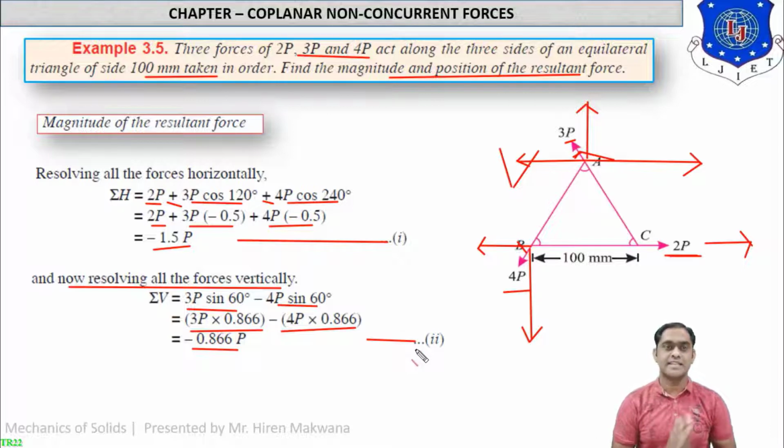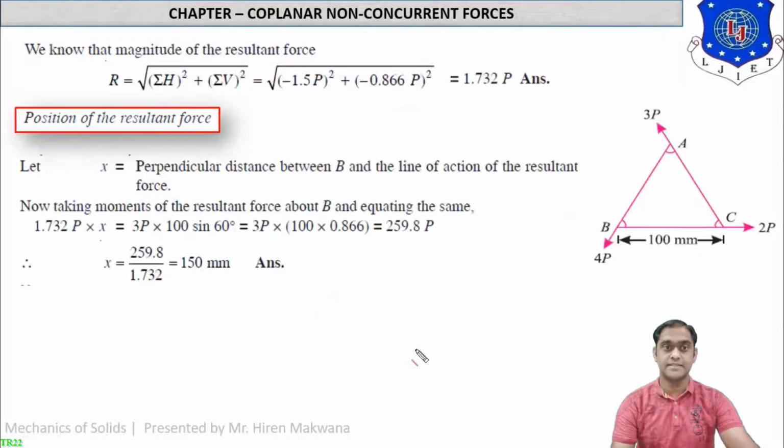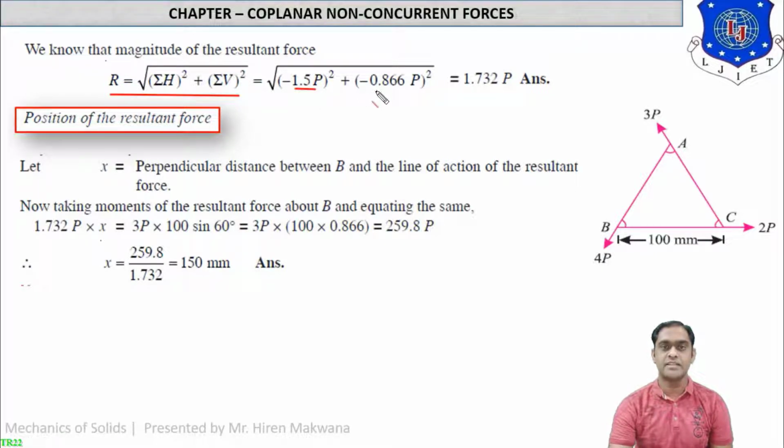So these are the sigma h and sigma v for the given force system. Now let us check what happens with the resistance. You can see our formula of the resistance is under root of sigma h square plus sigma v square. This is sigma h, this is sigma v. By simplification, you will get the answer 1.732p in the form of p.